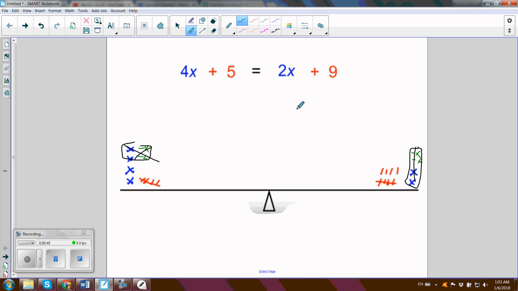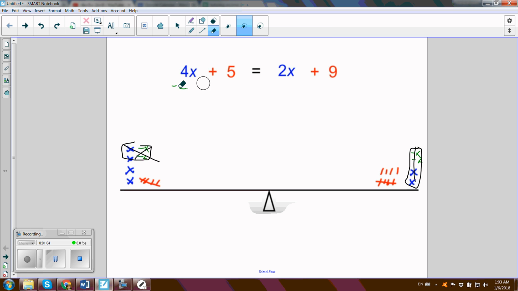Well, that's the equivalent of subtracting 2x. I don't know why I have that purple stuff because I missed the green button. And that's the same as putting a negative 2x on each side, or subtracting 2x from both sides.